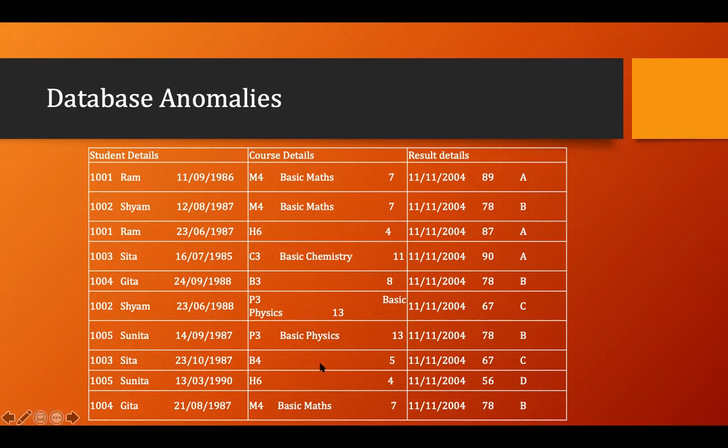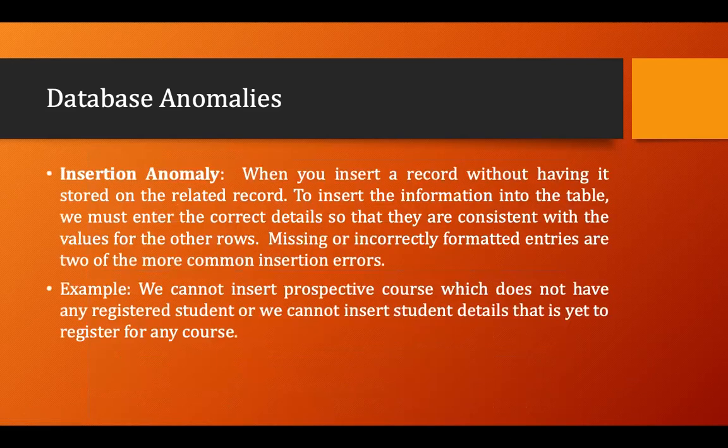Right? So that is the problem of the big table, where we have the restriction of inserting the individual data. I need all the data to be there in one row. That is the insertion anomaly.